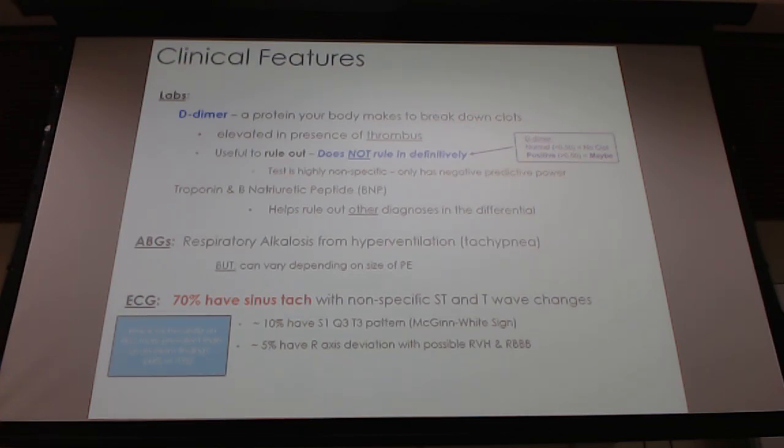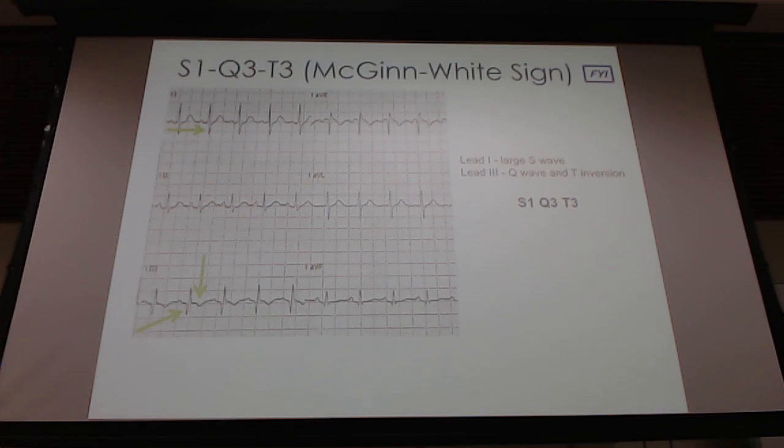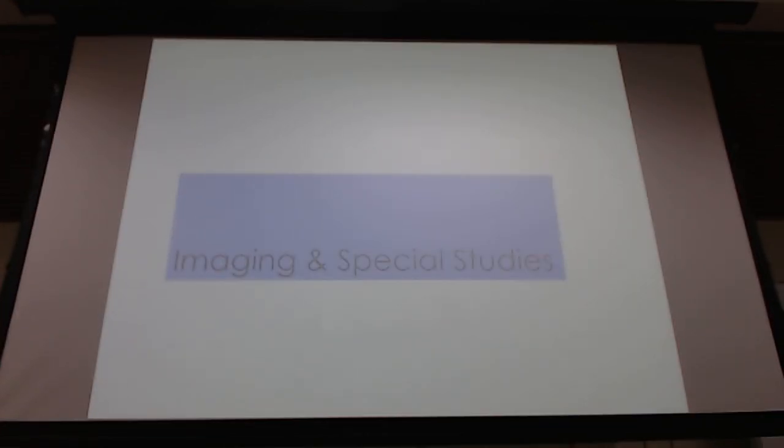All right, and then these other two things, the McGinn-White sign, I'm not going to test you on it, but it's one of those things that, when you're studying for your boards, and there are those little cheat sheet things, the McGinn-White is probably going to be one that they list under PE as a possible test question clue, but it's not going to be the only one. Most likely, the patient is going to have sinus tach if they have a PE that's significant enough to give them symptoms. All right, that's a picture, it's FYI.